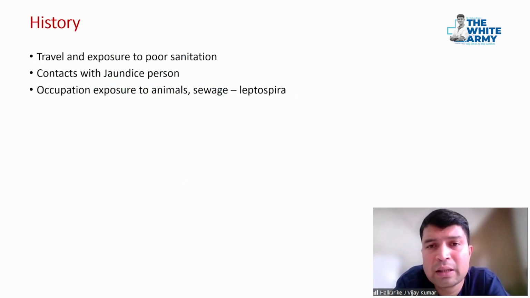Continuing with the history, travel and exposure to poor sanitation is very, very important, particularly in the case of infective or viral hepatitis. In the northern part of India, we have more hepatitis E compared to hepatitis A. In the south, we see A compared to E. Anyway, nowadays, because of frequent movement and traveling, we see both A and E throughout. Exposure to poor sanitation, roadside eating, and other things are noted, and somebody presents with jaundice.